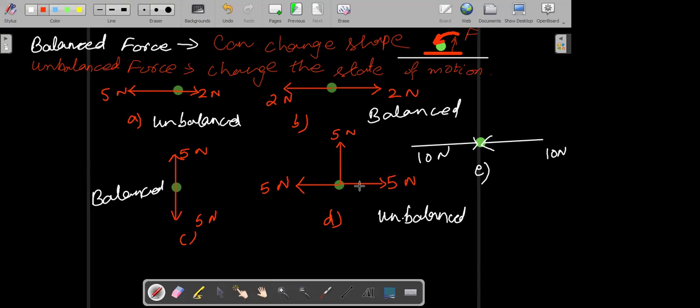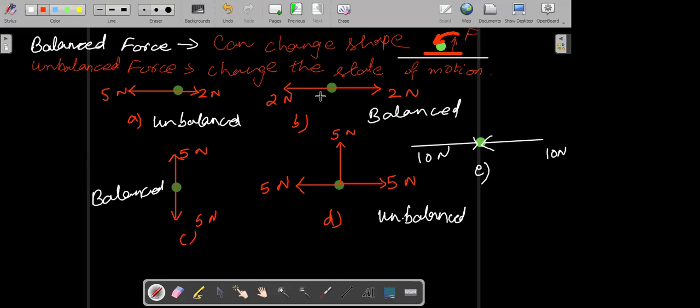Okay, see, so here we observe that unbalanced forces can change the state of motion of an object. That means if an object is stationary, they can make the object move. If an object is moving, they can stop it. They can also change the direction of motion of an object. They can make a moving object stop, make a stationary object move, speed up an object and slow down an object. So these are the effects created by balanced and unbalanced forces.